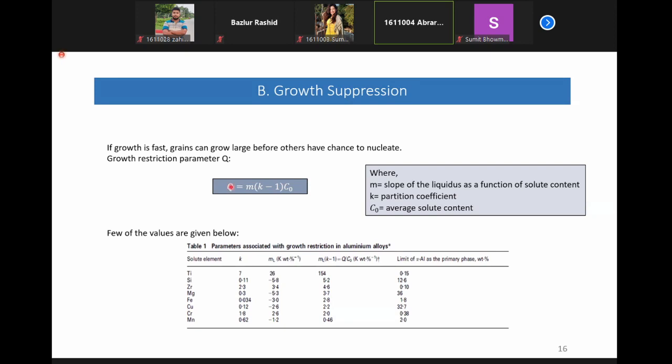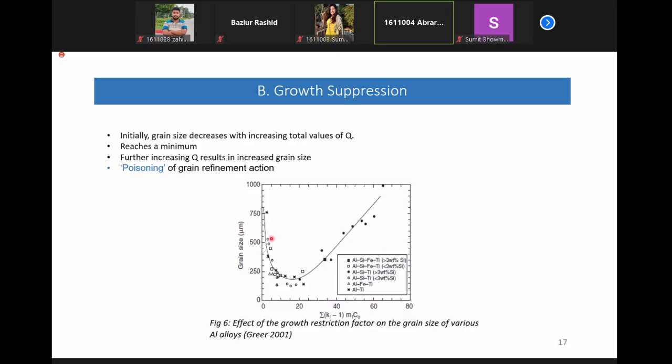And basically this is used as a measure to quantify the extent to which the growth is restricted. There are different values of this for different types of solutes that you can add as grain refiners. But one thing to notice here is that generally, the effect of this restriction is positive only in a very small range. Generally, when we increase the percentage of certain types of solutes, the grain size decreases rapidly.